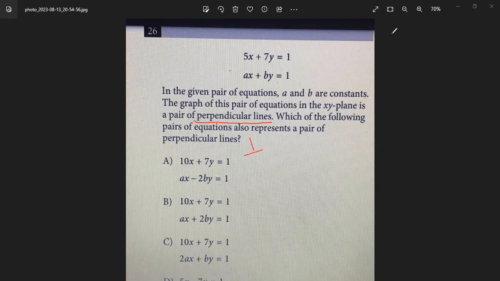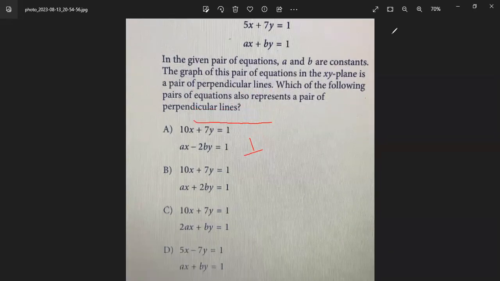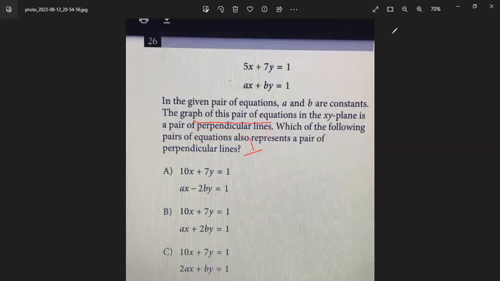I have to choose A, B, C, or D. One of these options should be a perpendicular pair of lines. The main idea, or the main concept here, is the standard formula for slope.